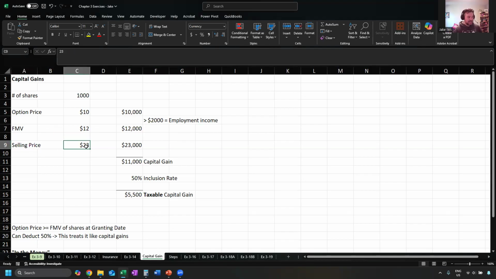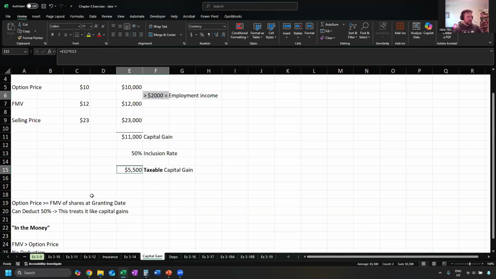So if in a year we sell it for $23 a share, that's $23,000. Our capital gain is 11,000. That's 23 minus the 12. 50% inclusion, $5,500. So we paid $10,000. We got $23,000. 5,500 is taxable capital gain. $2,000 is employment income. So of that $13,000 we received, 7,500 will be taxable.